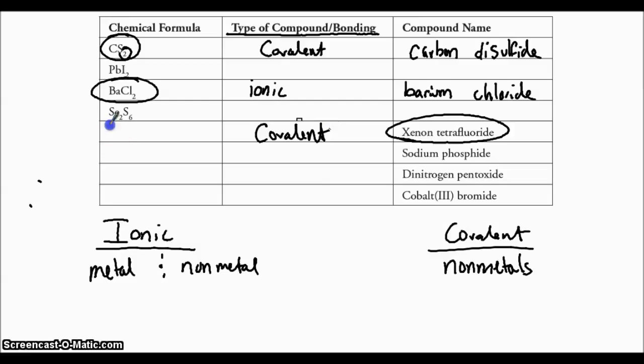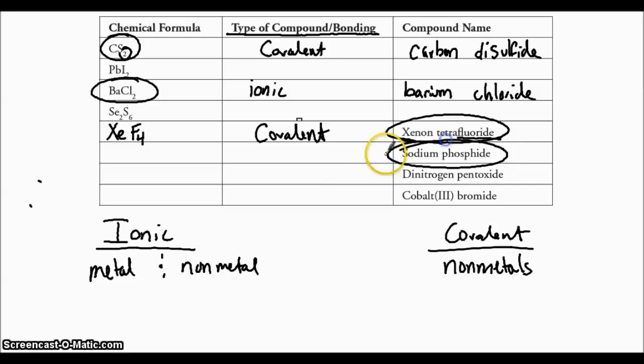Xenon, the formula for that is Xe. Get that right off the periodic table. Since there's no prefix, we assume it to be 1. So there's 1 there, we don't put the 1s. And then fluoride, fluoride is F. Tetra meaning 4. So there's 4 Fs. Done.